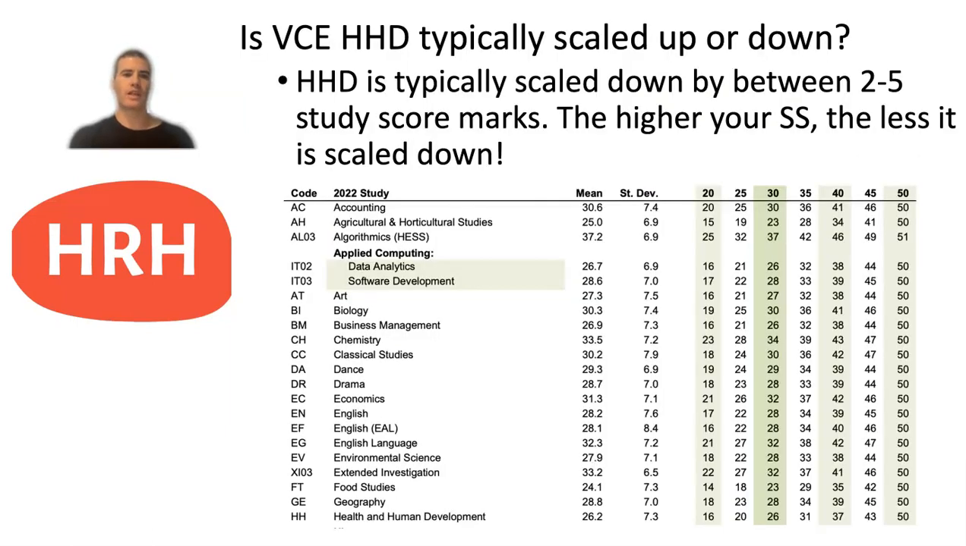When it comes to HHD, HHD is typically scaled down between 2 to 5 study score marks. However, the higher your study score, the less it is scaled down. You can see here from the 2022 scaling report, Health and Human Development's down the bottom here. If you obtained, say, a 30 raw study score, then that would have been scaled down to a 26. But if you obtained a 45, that would go down to 43. If you obtain a perfect 50, that doesn't get scaled down at all, it stays a 50.